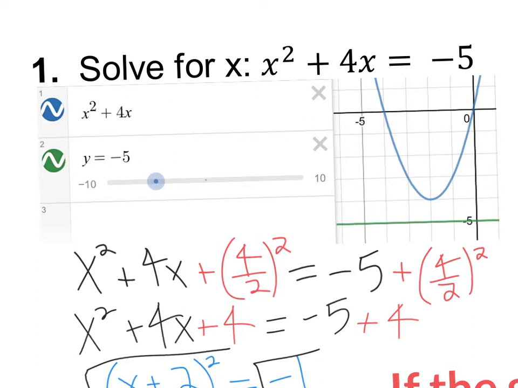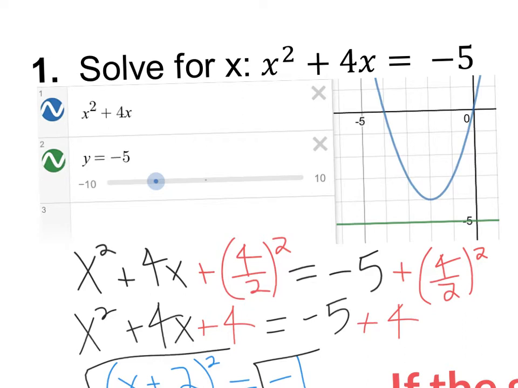But what I prefer doing is typing in the left side into line 1 and the right side into line 2. And for some reason, if you just type in a single number into line 2, it won't work until you type in y equals. So just keep that in mind. But here you can clearly see the two sides are not touching. So my answer is going to be an imaginary solution, or a complex number as it's known.